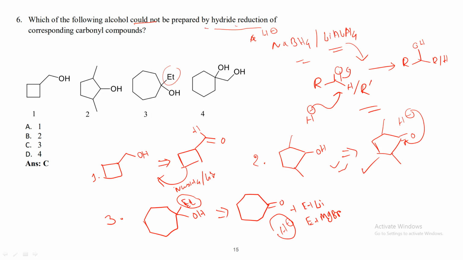And let's see 4. For 4, OH, and here you can see it is a primary alcohol. Primary alcohols can easily be made from this if hydride transfer is there. So with hydride reduction we can synthesize 4. So this is also not the right answer. The right answer should be 3.